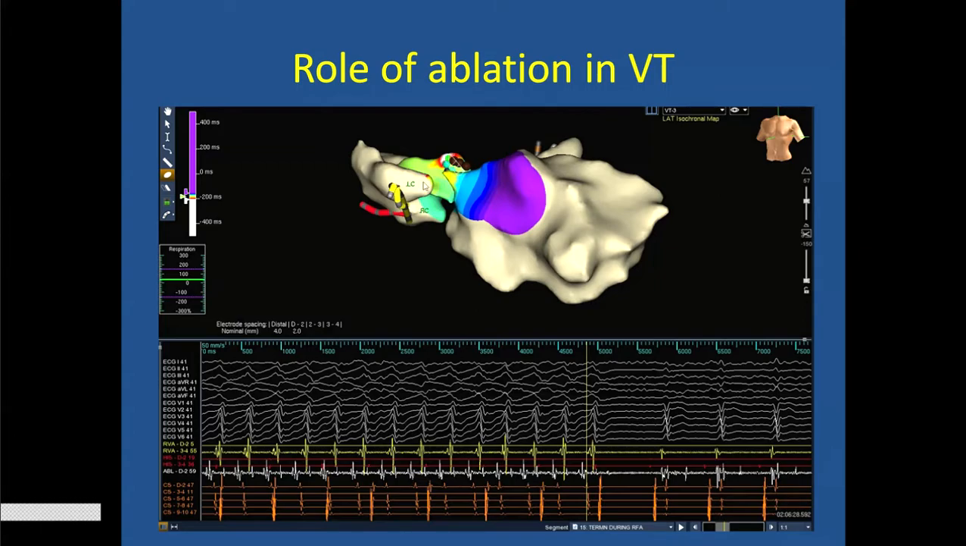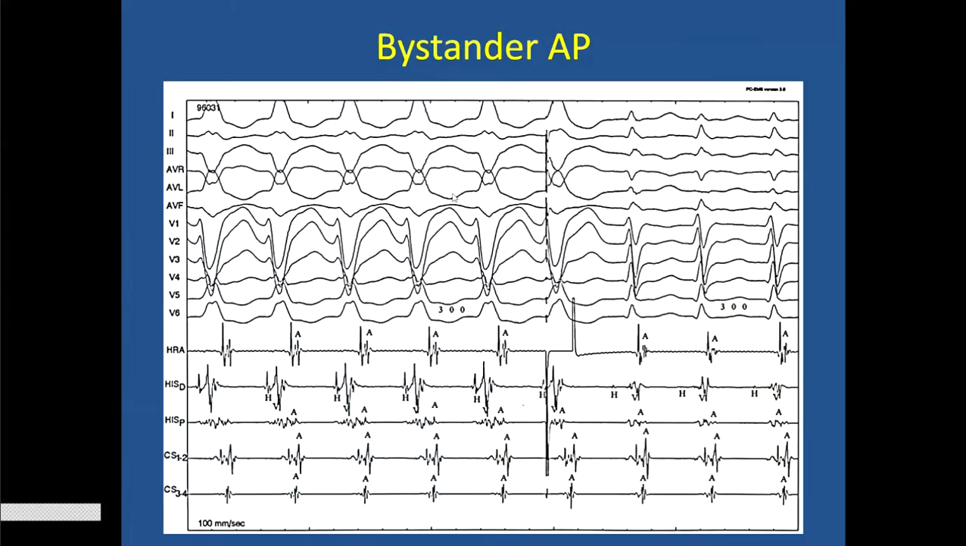You get rid of the tachycardia. This was the LVOT tachycardia that was ablated. We can land up in more confusion. What are the differential diagnoses of a wide QRS tachycardia?